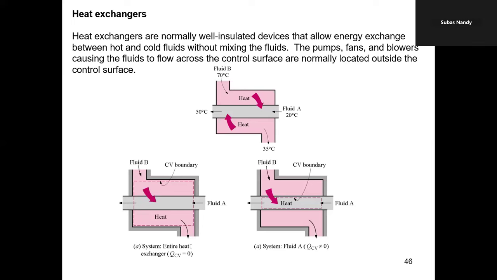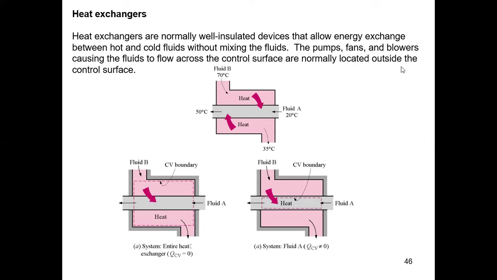Heat exchangers are normally well-insulated devices that allow energy exchange between hot and cold fluids. The pumps, fans, and blowers causing fluids to flow across the control surface are normally located outside the control surface. So you have fluid B coming in in the top picture at 70 degrees Celsius flowing outside of the pipe. Inside the pipe is fluid A coming in at 20 Celsius. Of course, your goal is to have heat exchange between fluid B and fluid A, so fluid A heats up.